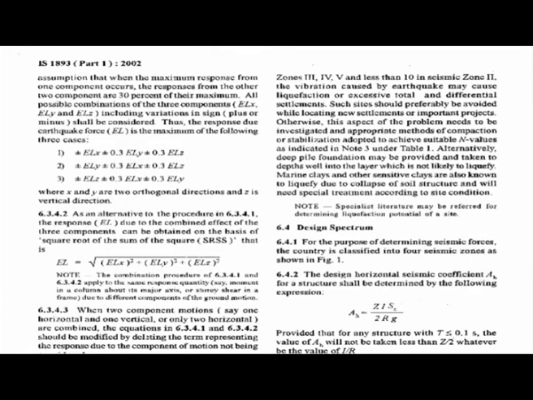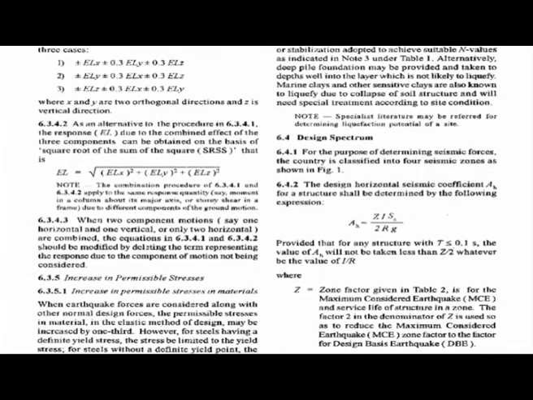Now coming to this part, what we would like to find out is the factor ZI/2R times Sa/g. Here Z is the zone factor. We have 4 zones.